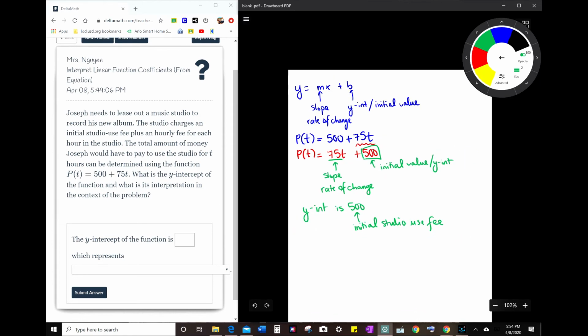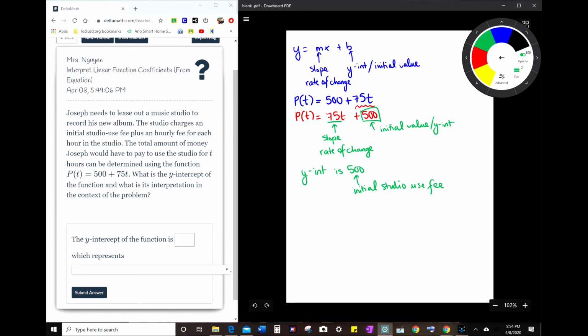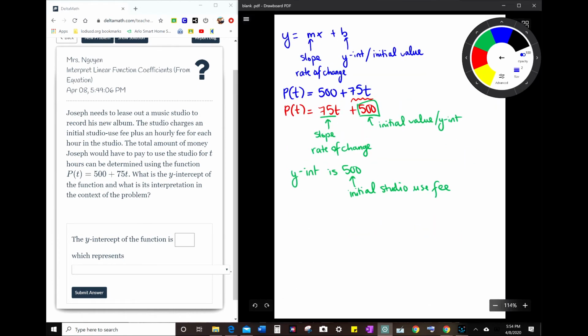Now next I will show you how to use a table to look at it. So if we make a table, in this table, we'll base on T and P of T. So T represents hours, and P of T represents the total amount of money.